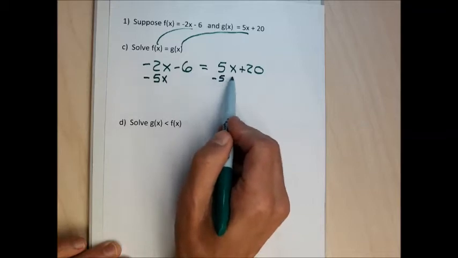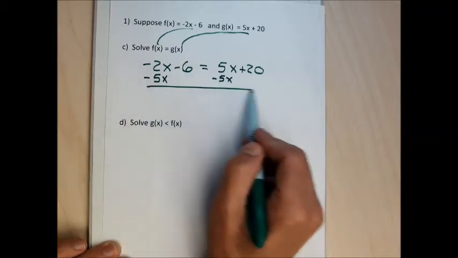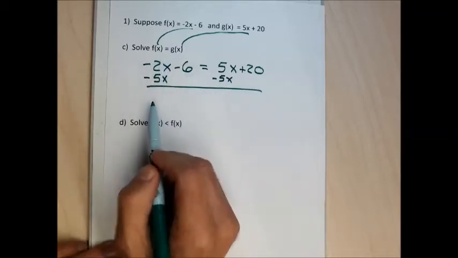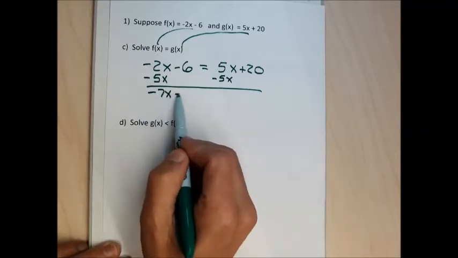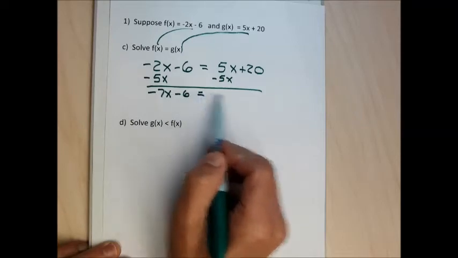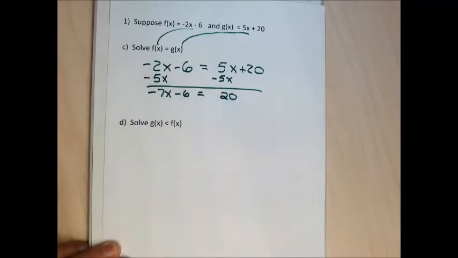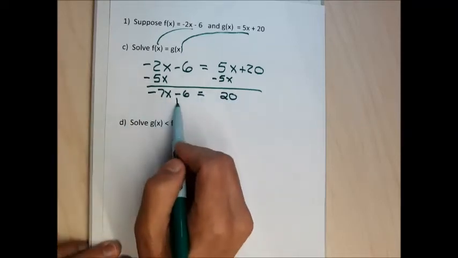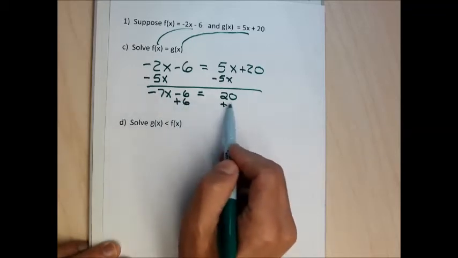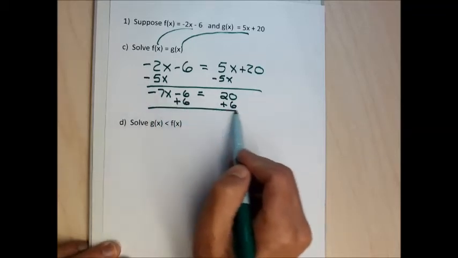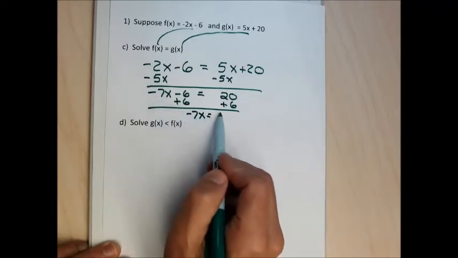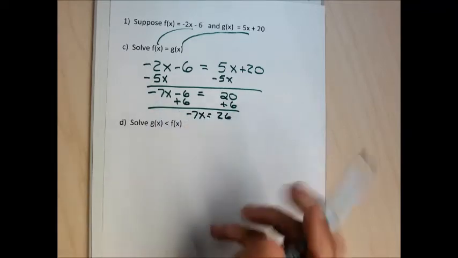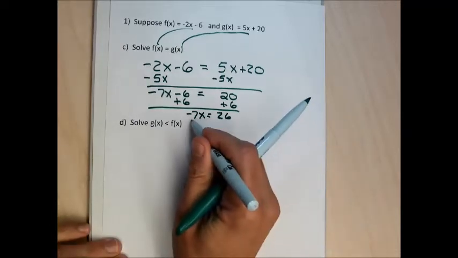So I'll subtract 5x from both sides. On the left-hand side, the x's both have negatives in front of them. I'm going to add the negatives and keep them negative. On the right-hand side, I force the x's to cancel. Now I'm going to add 6 to both sides. On the left-hand side, the 6's will cancel. I'll be left with the negative 7x. On the right-hand side, I have 26. Now I'll just divide by negative 7.